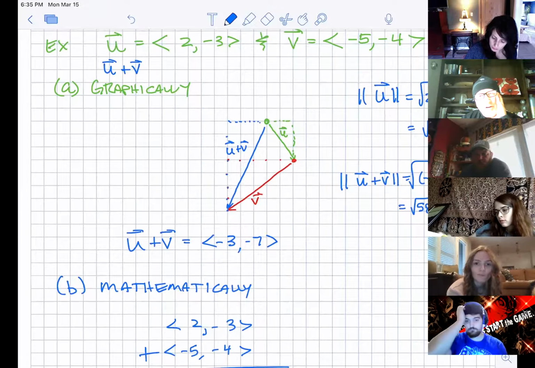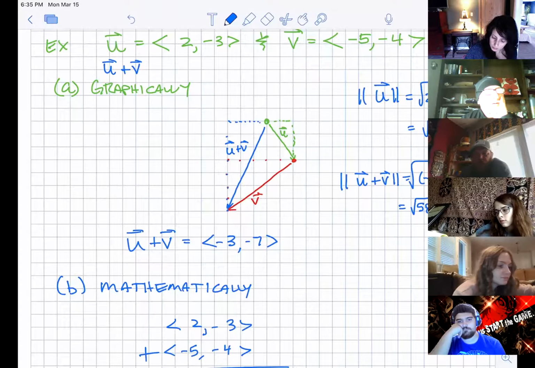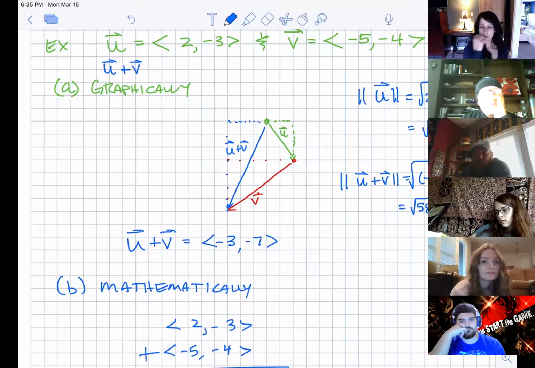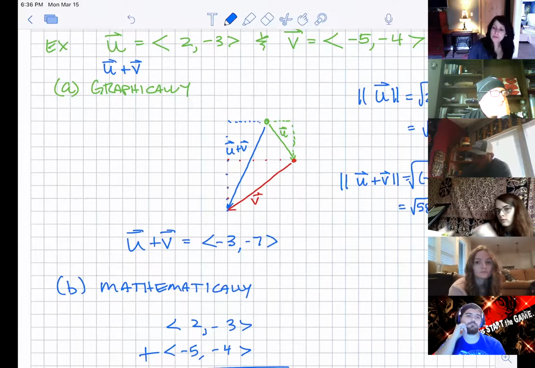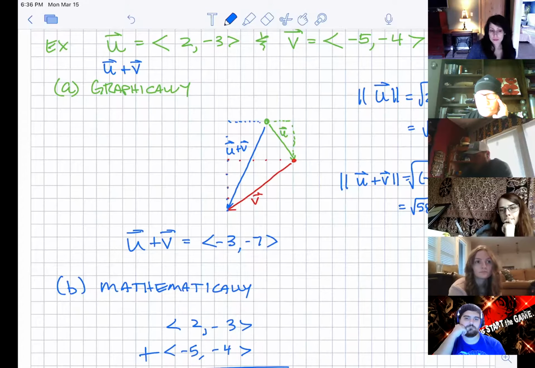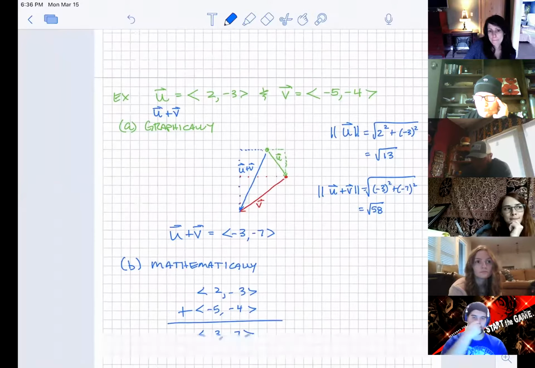Notice it doesn't have a meaning here. This isn't miles per hour, which is practical. This isn't pounds, which is practical. It's just numbers on a graph, practice. It's not hard, yeah.